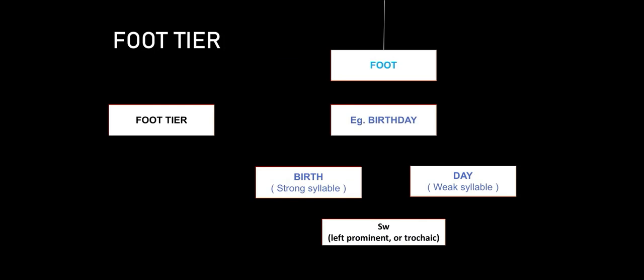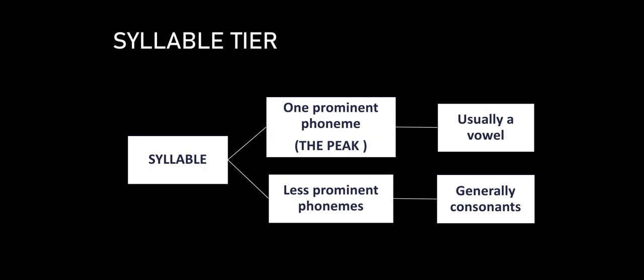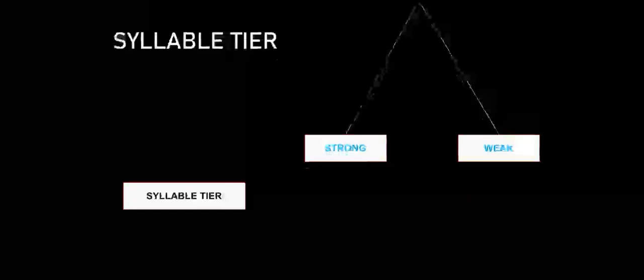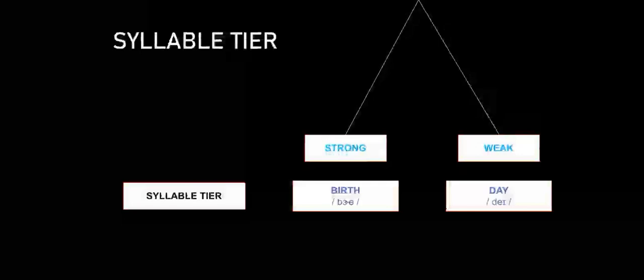Following foot tier is the syllable tier. A syllable has one prominent phoneme called the peak, which is usually a vowel, and less prominent phonemes which are generally consonants. In the syllable tier, there is a strong syllable and a weak syllable. In the word birthday, birth is the strong syllable with one vowel known as the peak, and day is the weak syllable with a peak, which is a diphthong in this case.